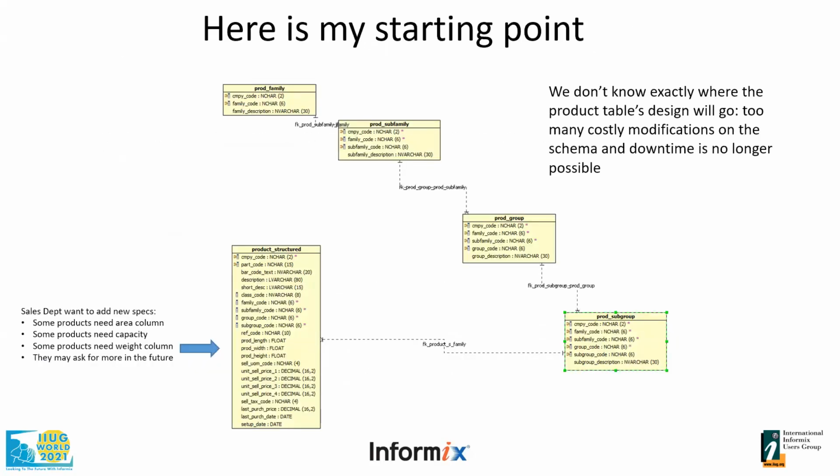So let's go to the points. We'll consider not a real case, but this could be a real case. So we were talking about the product table, and so I wanted to show you the schema of this area where basically I have my product tables. They're called product structured, which has company code, part code, and description, short desc, classification, family, subfamily, group, subgroup, etc.